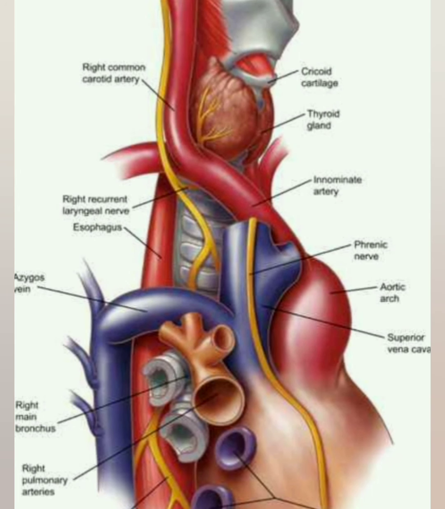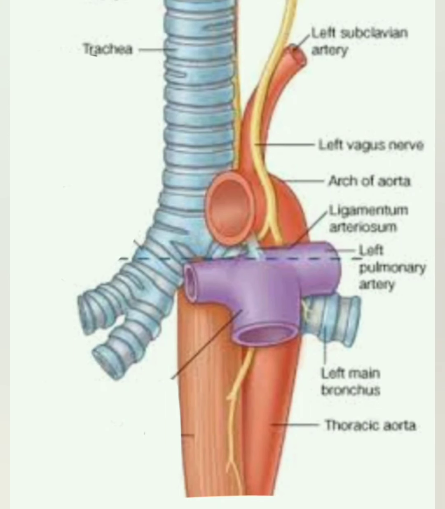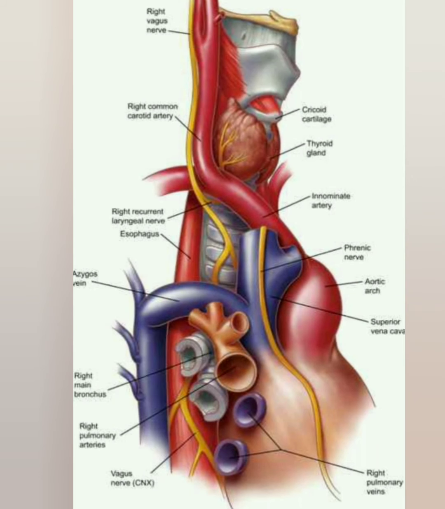Coming to the lateral relations of the trachea, in the cervical part we have the lobes of the thyroid gland, inferior thyroid arteries, and common carotid artery. Whereas left lateral relations of the thoracic part of the trachea, we have the left subclavian artery, left common carotid artery, and on the right we have the right brachiocephalic vein and the right vagus nerve.